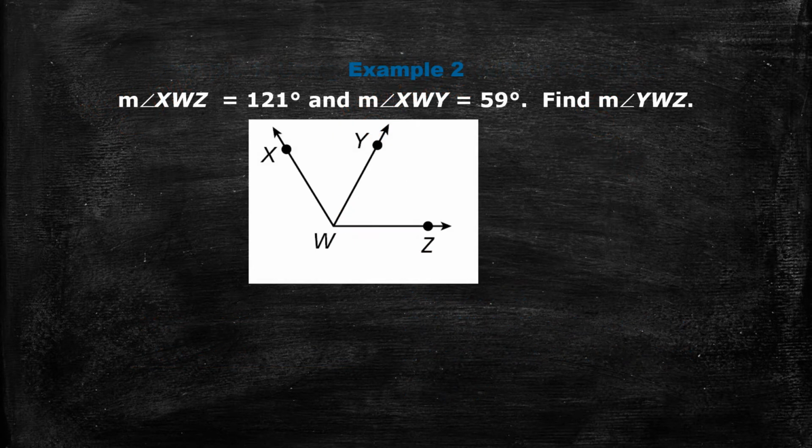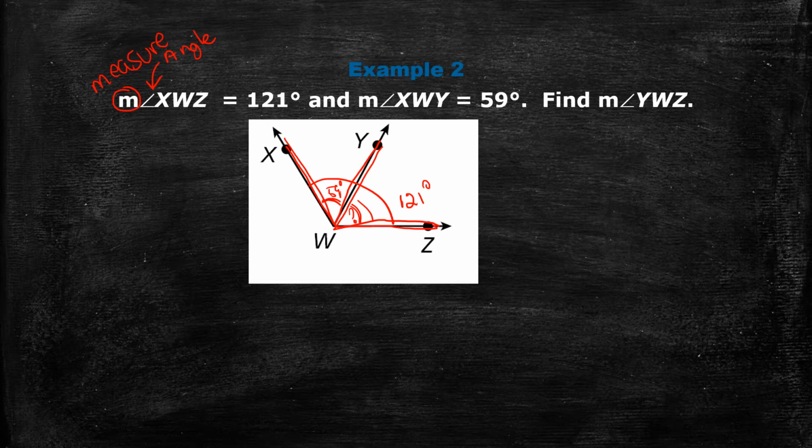Let's look at a second example. In this question, we find that we have the measure, remember that tiny little m in front of the angle stands for measure, of angle, that angle symbol stands for the word angle, XYZ, so the whole big angle, the whole thing is 121 degrees. We know that the measure of XWY, the first of the smaller angles there, measures 59 degrees. And we want to find the measure of YWZ, so this smaller angle right here. What does that angle measure?